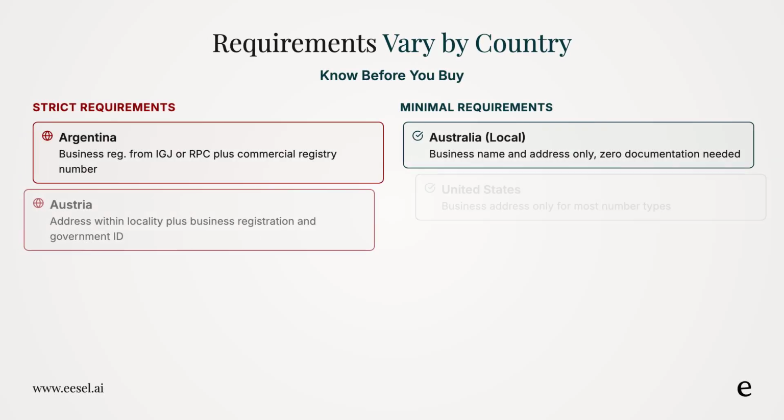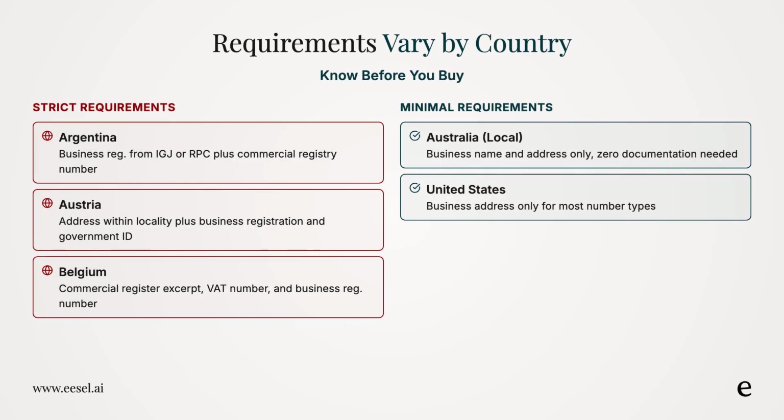Requirements vary dramatically by country. Argentina, Austria, and Belgium require full business registration documents and government ID. Australia and the United States are far more lenient. Most local numbers there need just a business name and address, with 0 documentation. Always check the requirements for your specific country before purchasing.